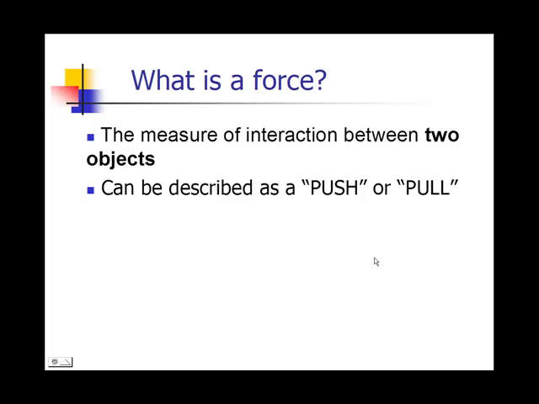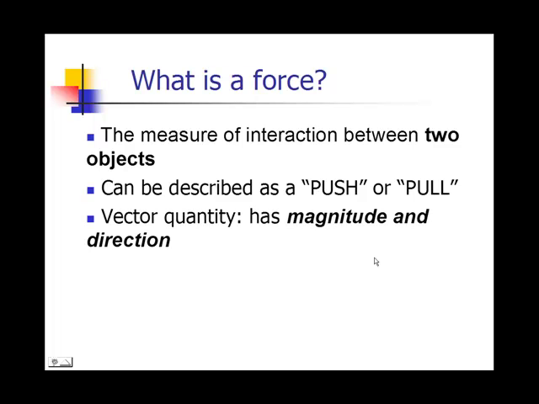Now you can describe a force either as a push or pull. If you have two objects and they push at each other, that's called a pushing force. And if they come together and they pull at each other, it's called a pulling force. So you can always put a force either in the push category or in the pull category. Now just to illustrate one other thing, the force is a vector quantity. It has both magnitude as well as direction.